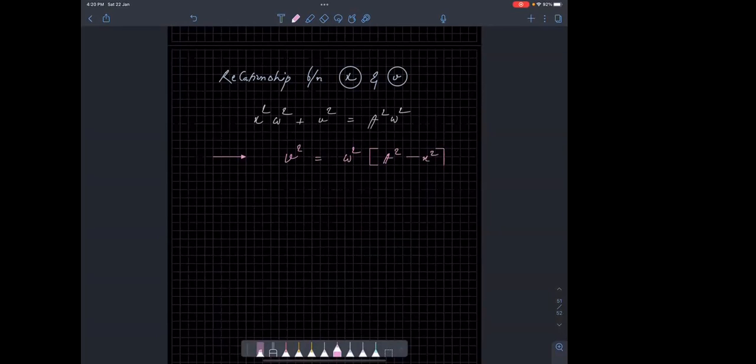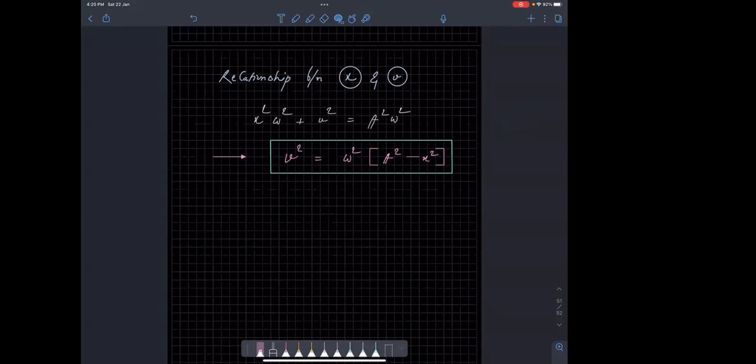Okay. So this is important. This is the relationship between v and x. Omega and a are parameters of the SHM. Yes, I got it. So v square is equal to omega square into a square minus x square.